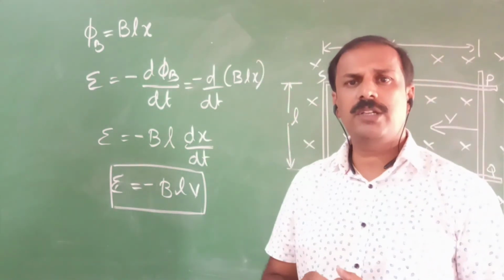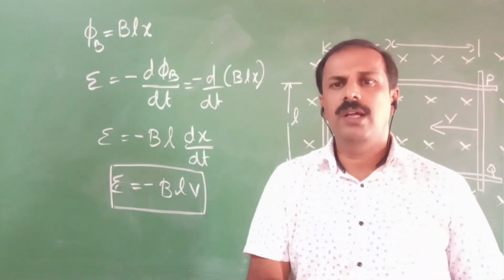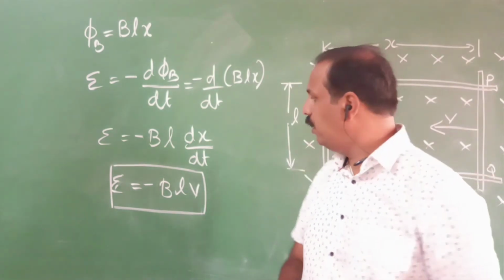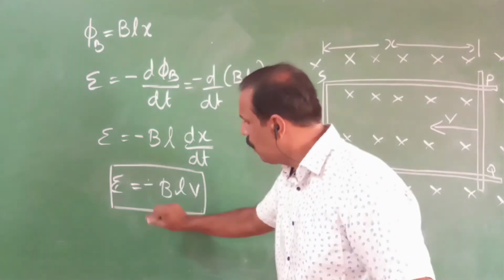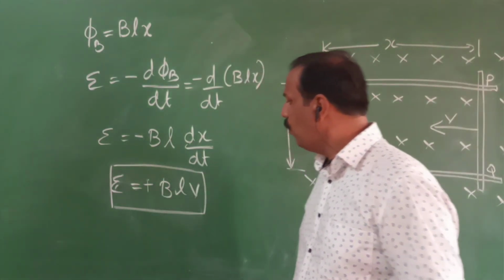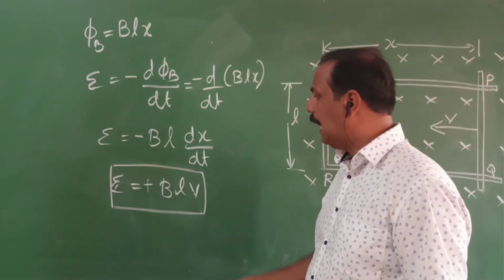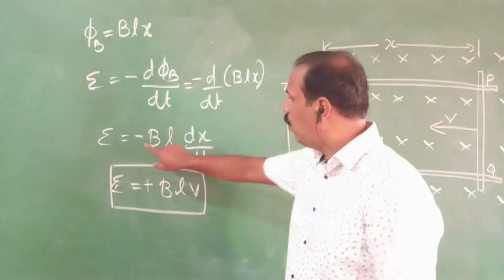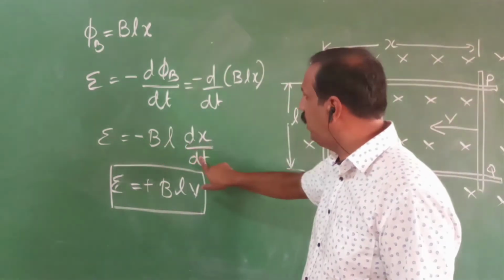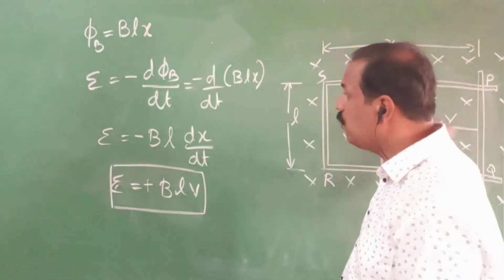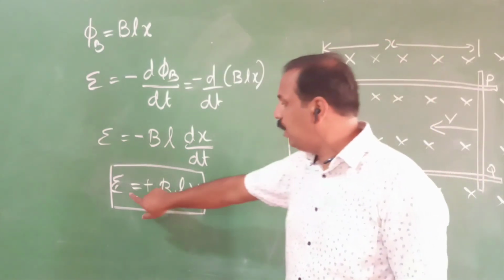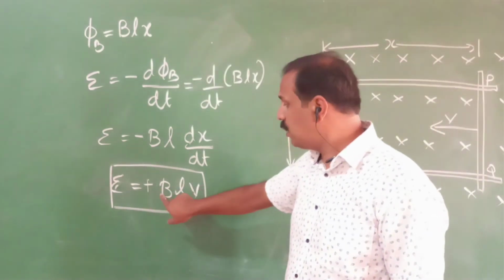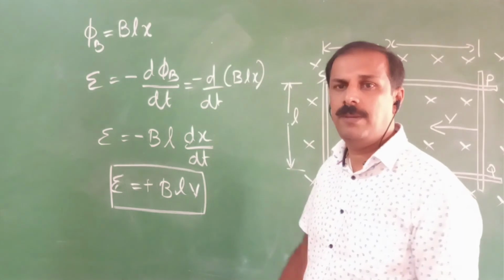When the conductor is moving perpendicular to the magnetic field, an EMF is induced, and the induced EMF is given by E equals BLV. I am marking this plus because already one minus was there, and dx by dt is minus V because the V is in the opposite direction. So the EMF is given by E equals BLV.